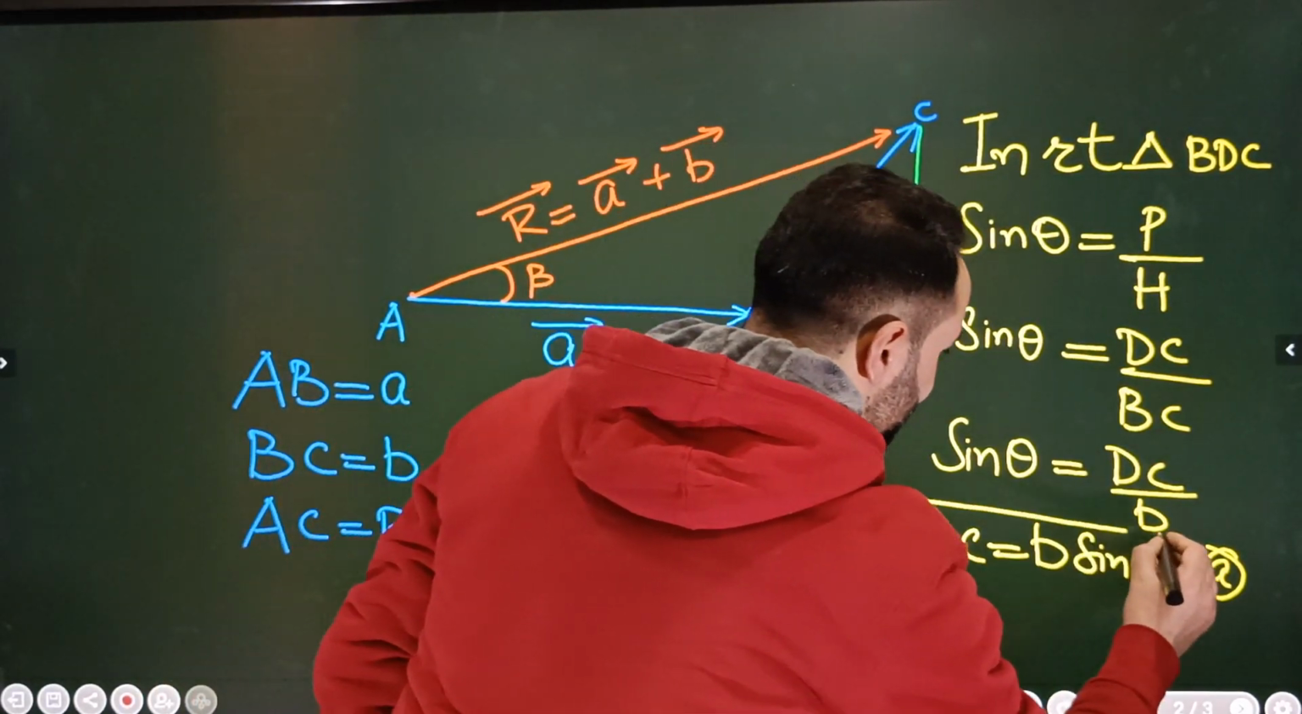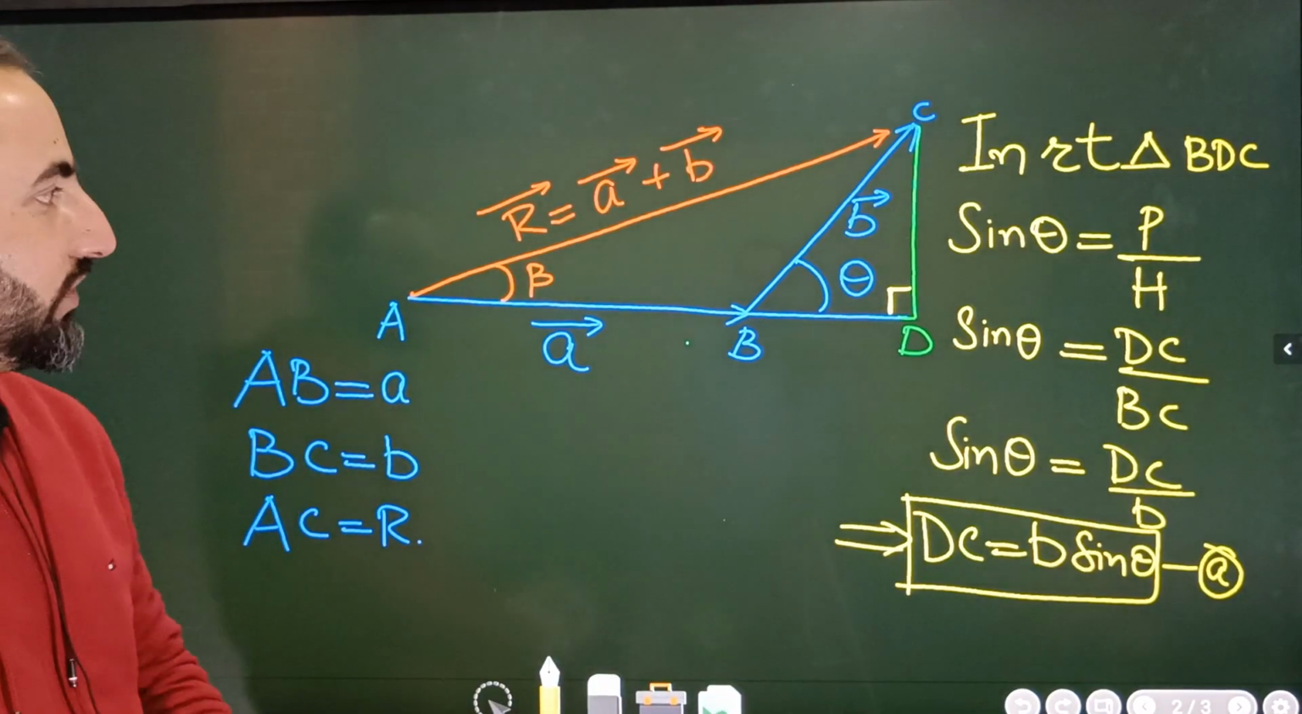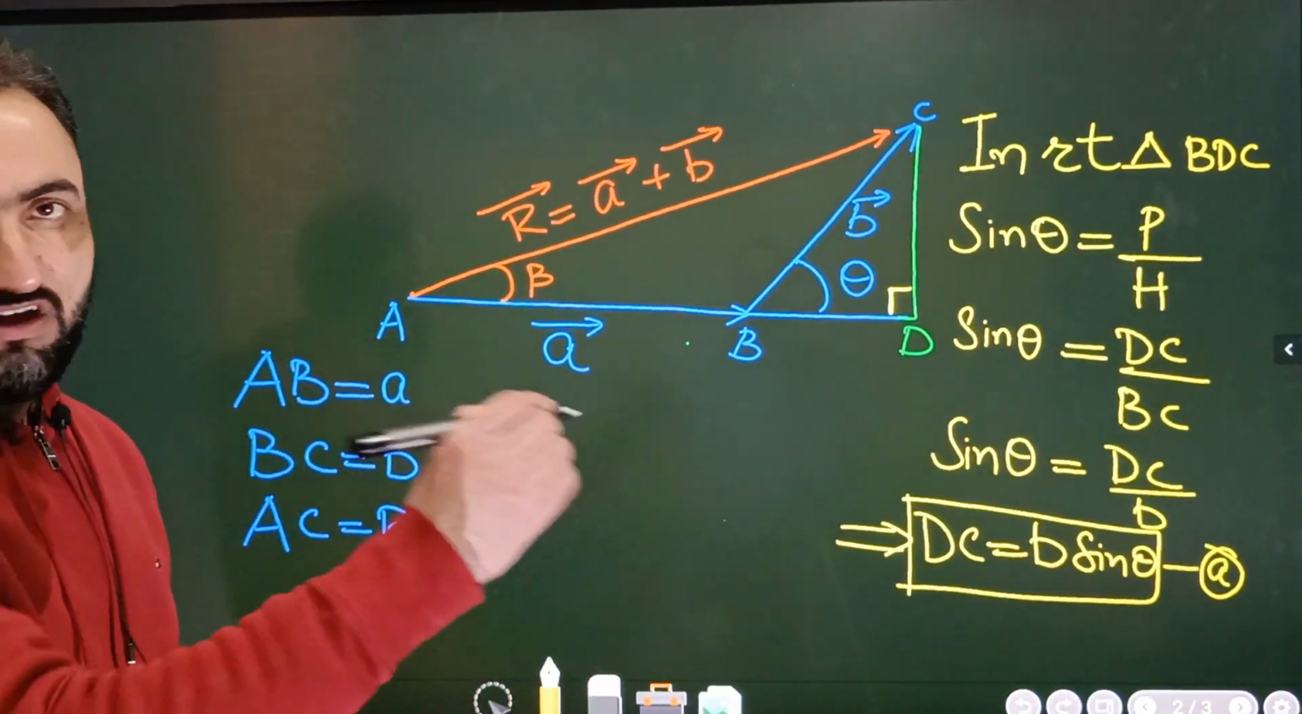This DC is equal to B sin theta. It's our equation number A, because later on we'll be requiring this. We'll be substituting somewhere. ठीक है ना बेटा?